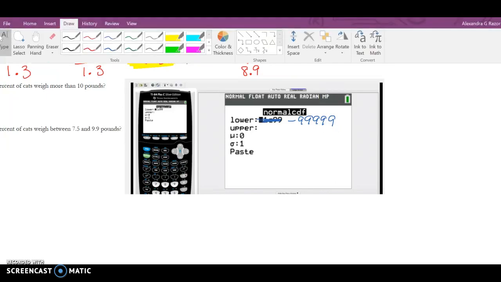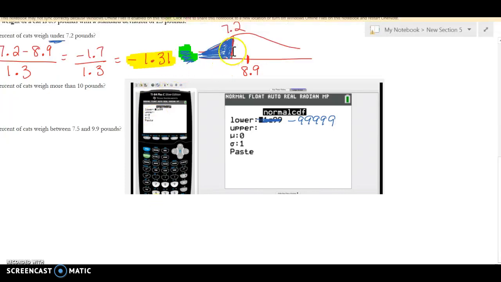The upper number is where the line is, and my line is right here, which is at that z-score of negative 1.31. My mean and my standard deviation remain 0 and 1. So my lower is a really small number, my upper is my z-score, because that's where my line was, and my mean is 0 and my standard deviation is 1. You go down and hit enter, and you get 0.095, which means that 9.5% of cats weigh under 7.2 pounds.